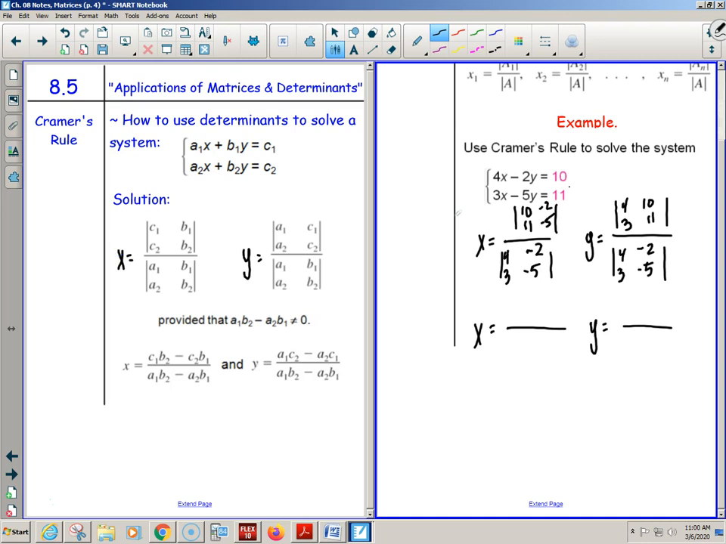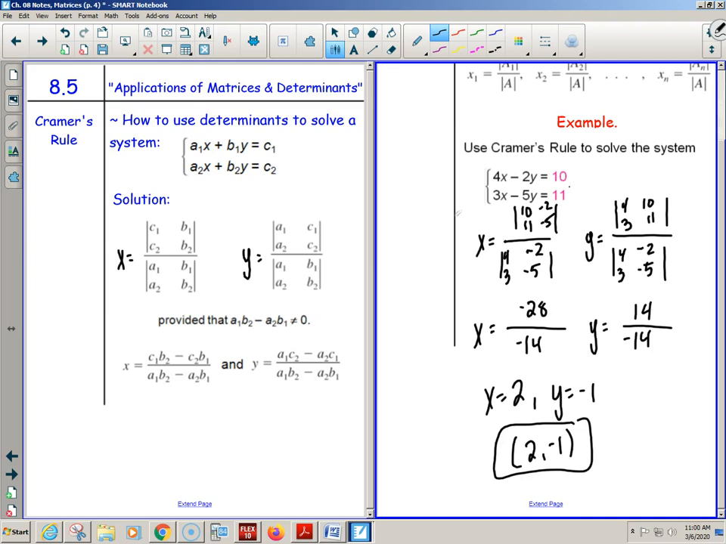Okay. I have -50 minus -22, aka -50 plus 22, aka -28. This one I have 44 minus 30. That's going to be 14. In the denominator, I just have to do one determinant because they're going to be the exact same thing. The denominator is always whatever the determinant is of the variable coefficients. So I have -20 minus -6 or -20 plus 6. So x is equal to 2, y is equal to -1.